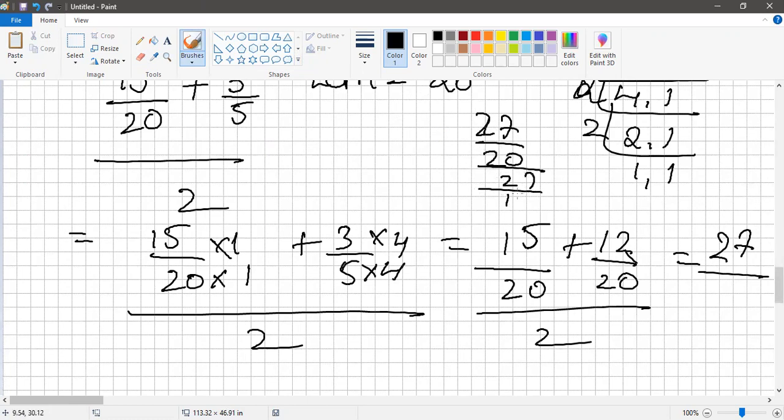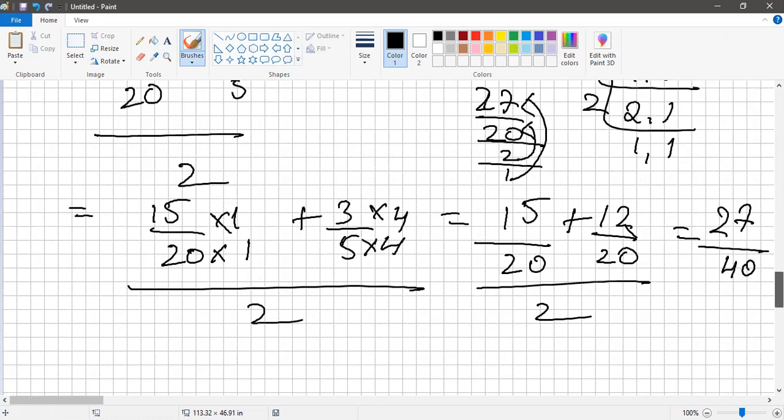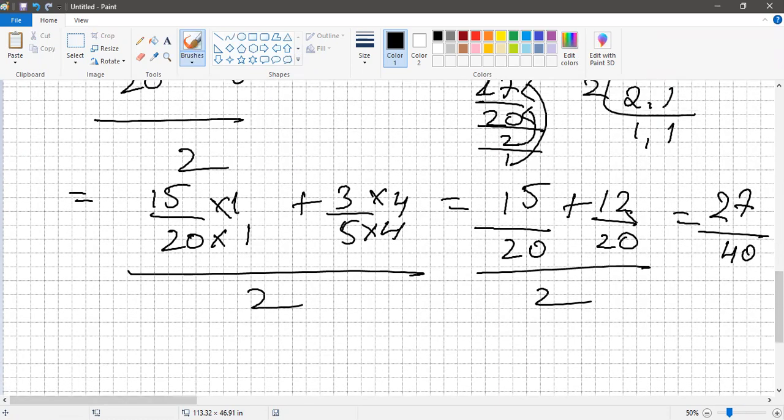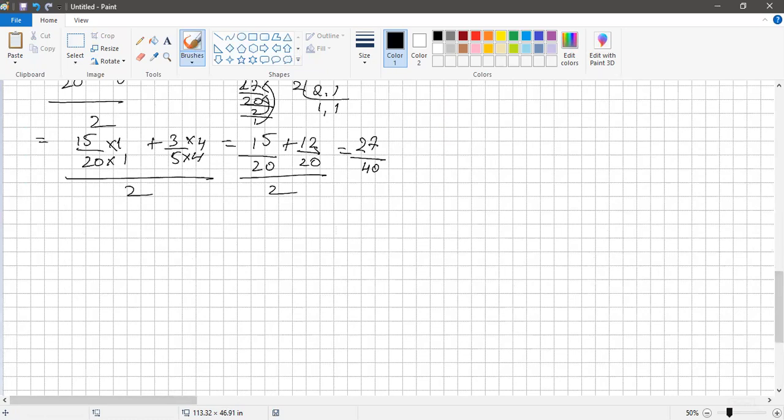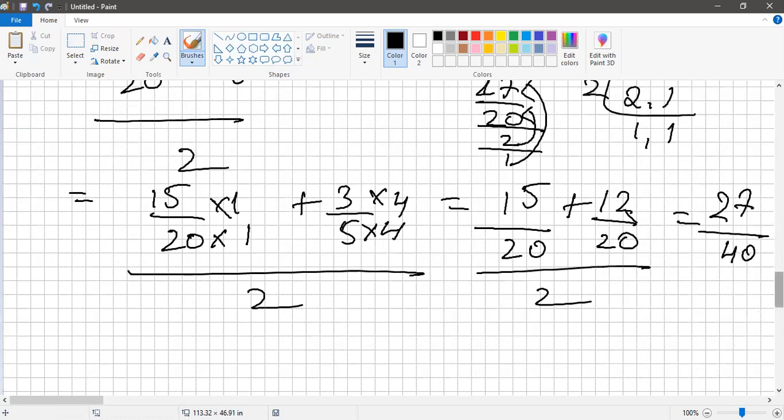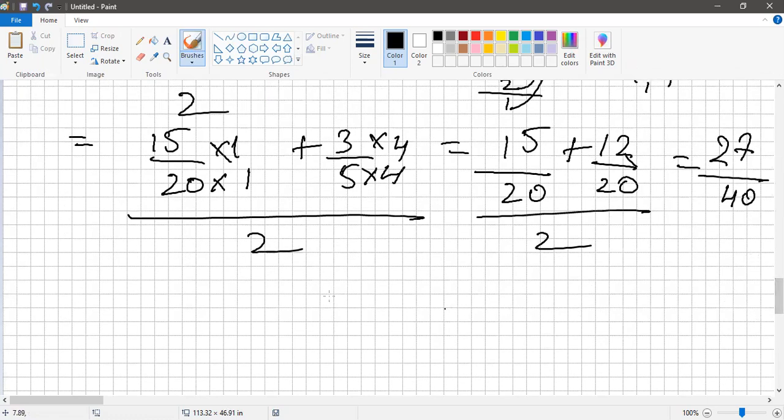By 2, by 1, here these two and these two. So that means 27 into 1 is 27, 20 into 2 is 40. Okay, so next, this is our fourth rational number. We found out the fourth rational number is this, no? Next, lastly, we're going to write the fifth rational number.